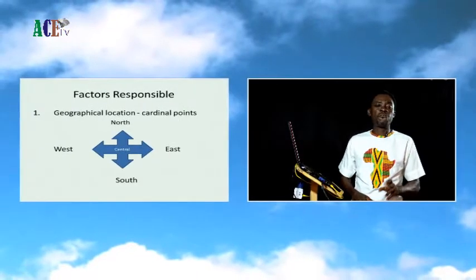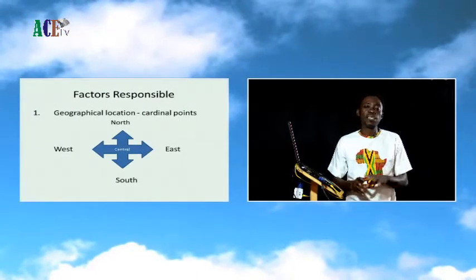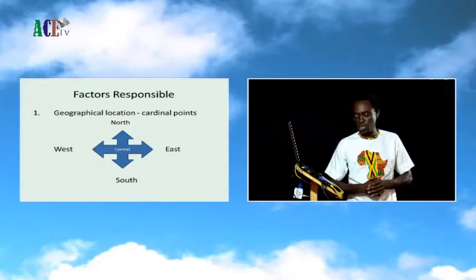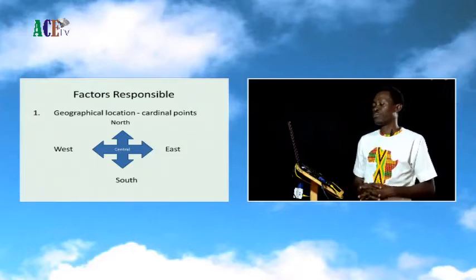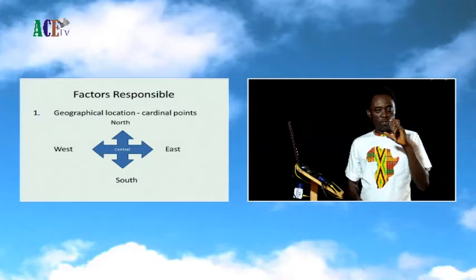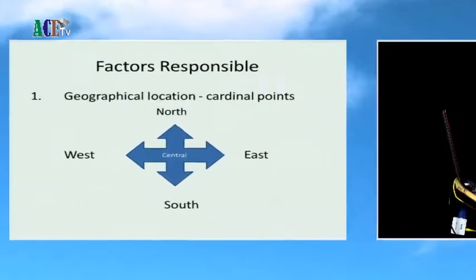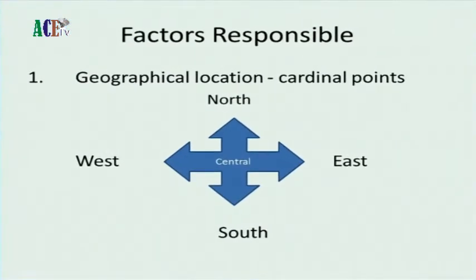Now we shall be going to the factors responsible for the distribution of African musical instruments, using Nigeria as a case study. Factor number one, we have the geographical location. The geographical location, we'll be talking about places where each community, or if we have to use the modern division, each country is located in Africa.